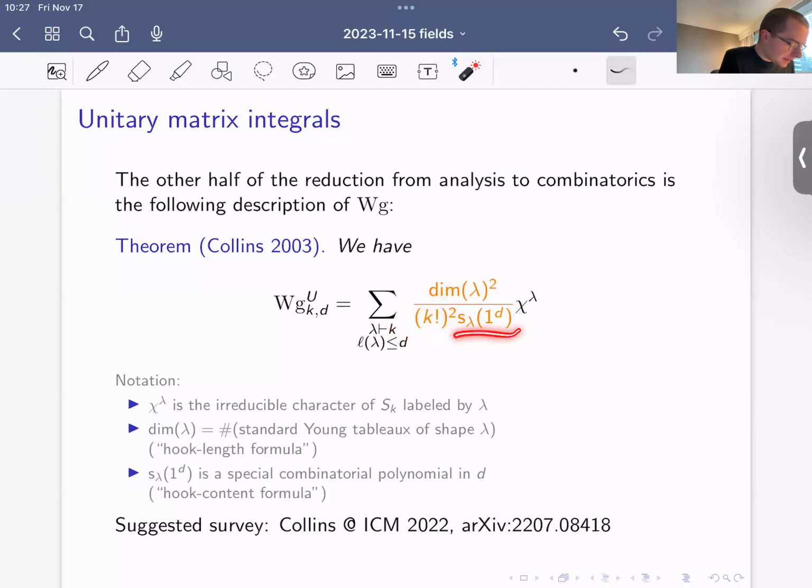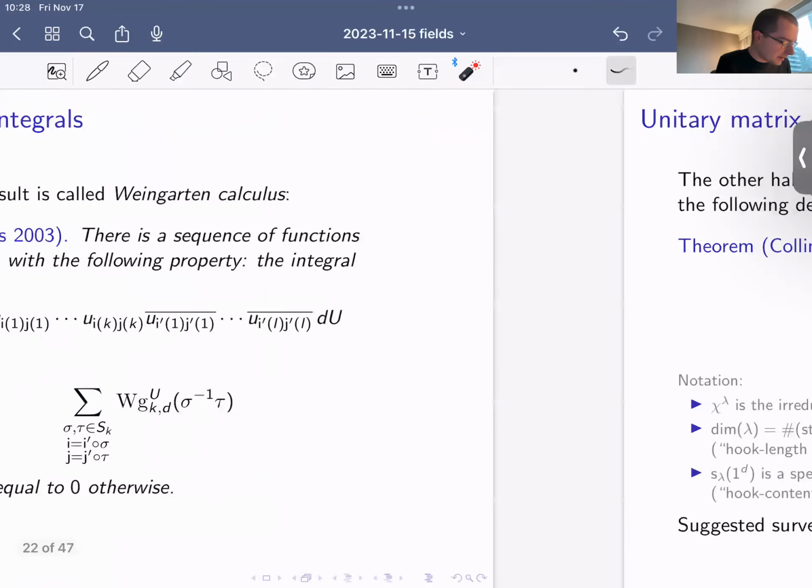And then this is called a Schur polynomial. And it has certain arguments. Like it's the Schur polynomial where you set the arguments to just one. But again, it doesn't really matter what exactly this is for the purposes of this talk. The point is just that there's, again, a simple formula for this in terms of the combinatorics of integer partitions.